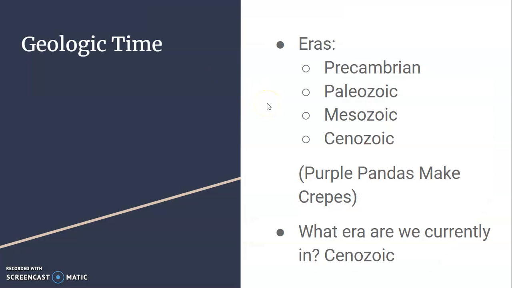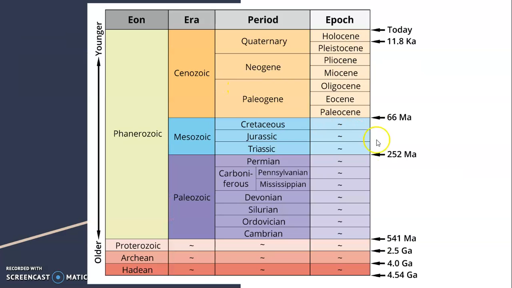We then moved on to geologic time, and we talked about eras and eons and epochs. But the one that we focused on the most was eras. So far, we've gone through 4 eras: Precambrian, Paleozoic, Mesozoic, and Cenozoic. And the mnemonic device to remember that was purple pandas make crepes. The era that we're currently in is Cenozoic. Here's an example of a geologic time scale.